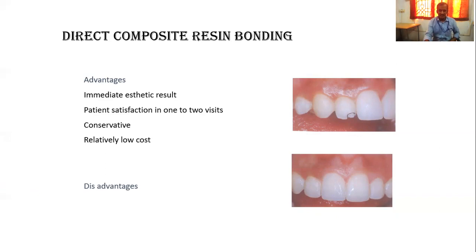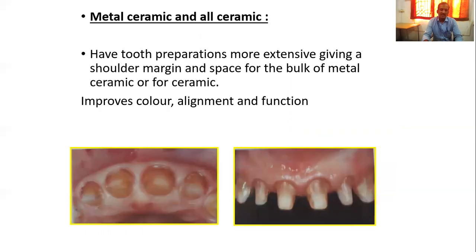And the disadvantage is the bond strength will be a little less. So if he tends to bite anything hard, there are chances of repeated chipping. Then comes the replacement of the tooth with either metal ceramic or a total ceramic.